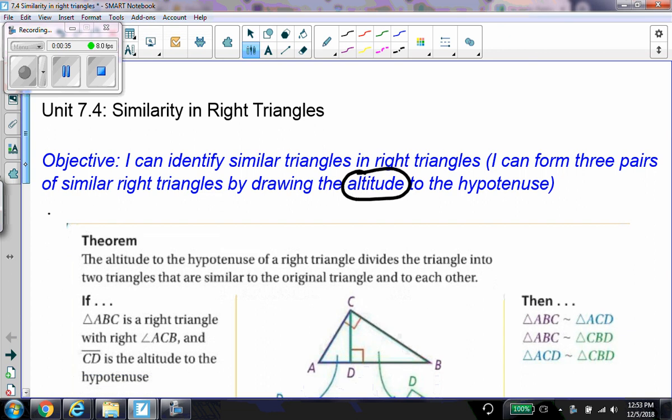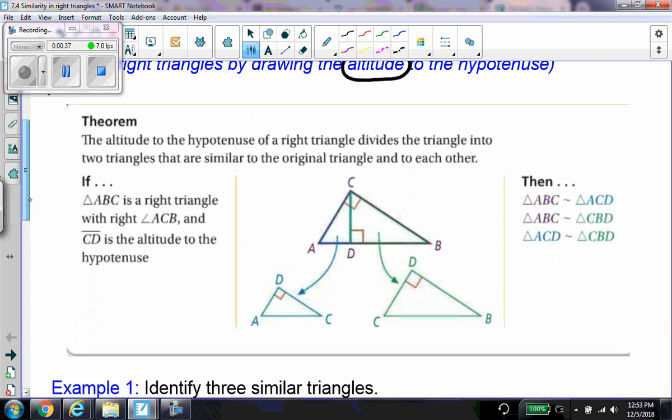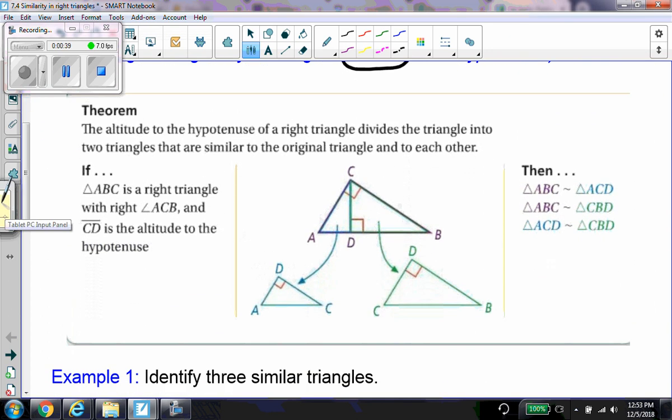All right, so the theorem. The theorem says, if you draw an altitude going from a corner, making a right angle with the opposite side, the corner I'm going to use is the right angle, and I'm going to draw it to the hypotenuse. So if I drop an altitude from the right angle to the hypotenuse, it's going to divide it into three triangles. All right, so I've got baby triangle right here, ACD.